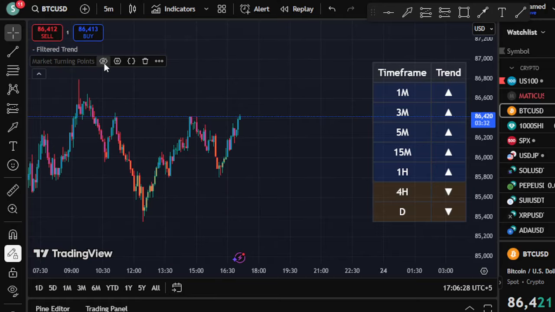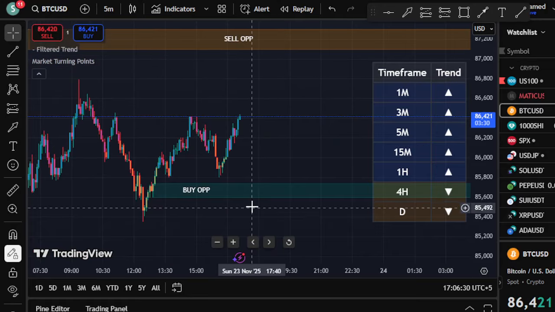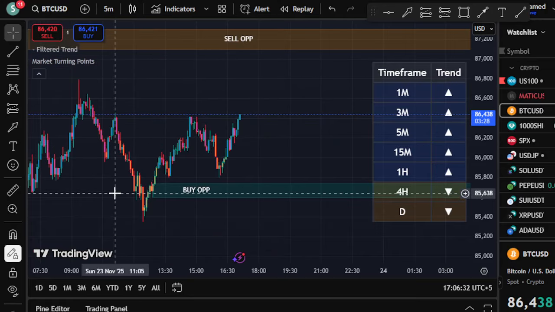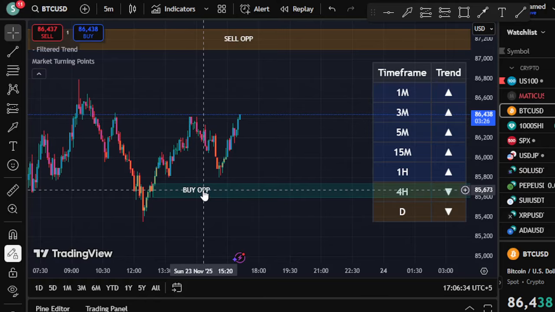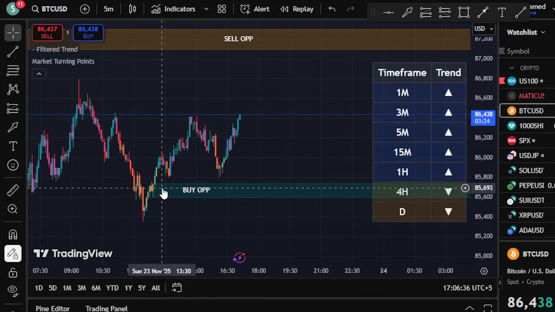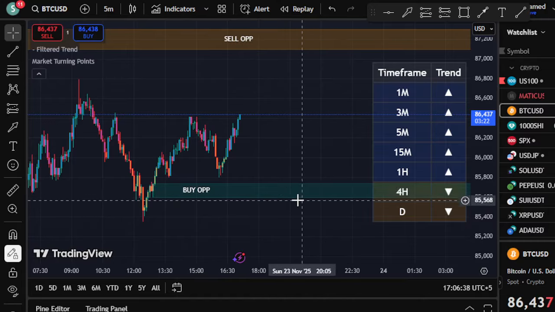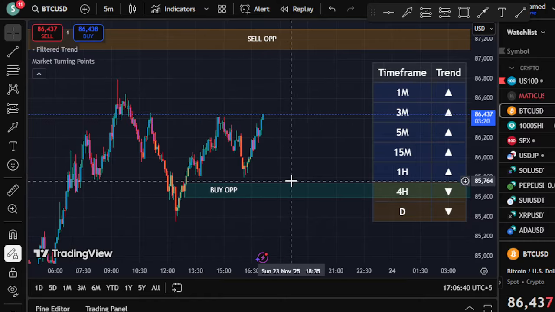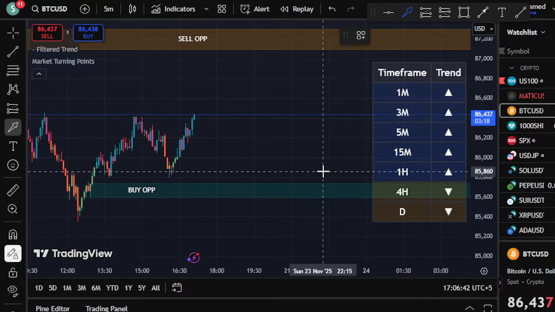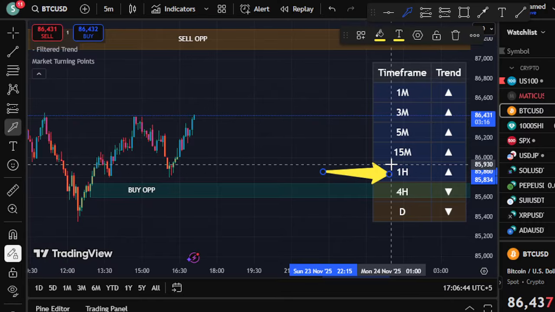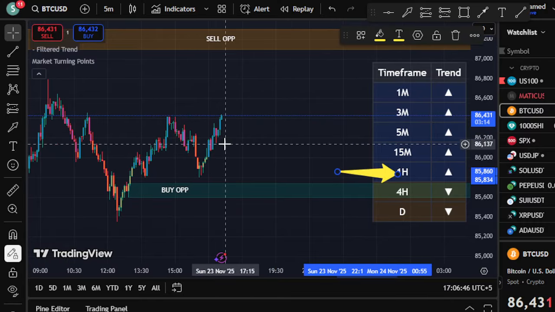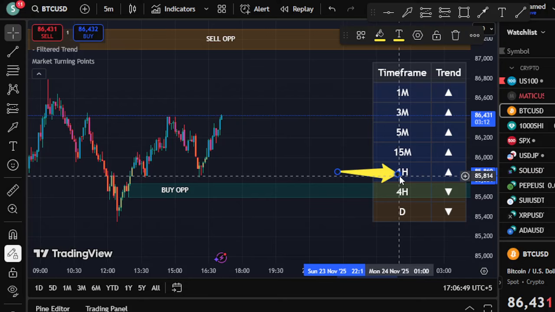The other indicator that I have attached is called Market Turning Points. It's basically a real-time levels indicator. It provides you the content in the form of levels. Now you can see. Okay, so for example, just take an example. Now just look at the 1 hour time frame of Bitcoin. The market is live today. It's Sunday, but the market is live on crypto.